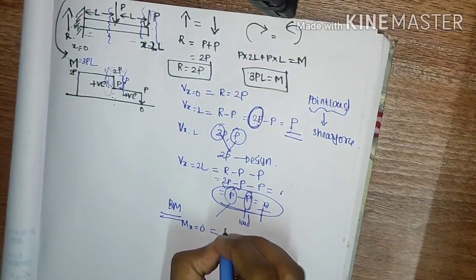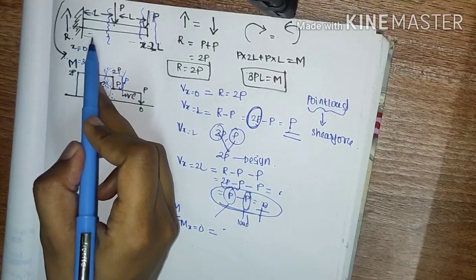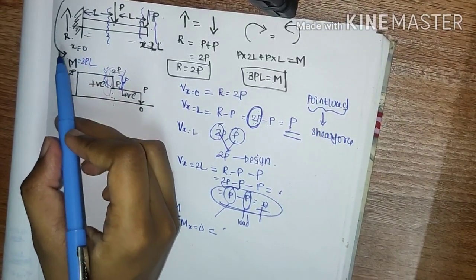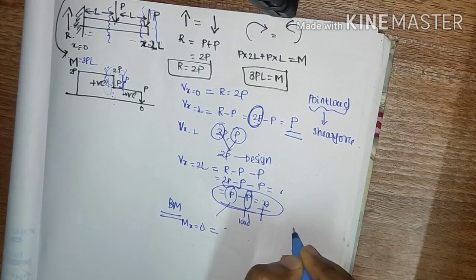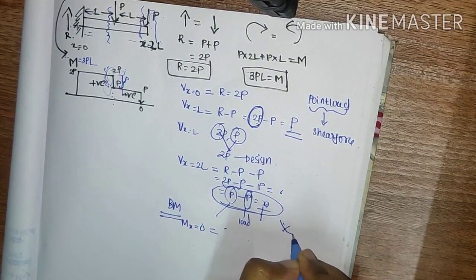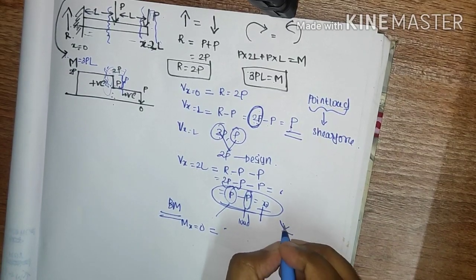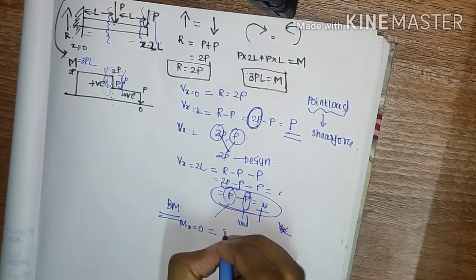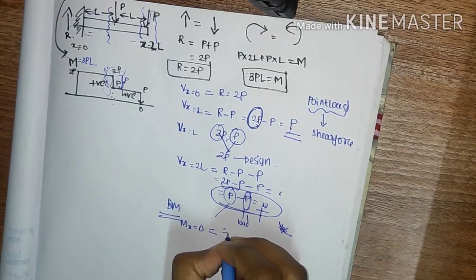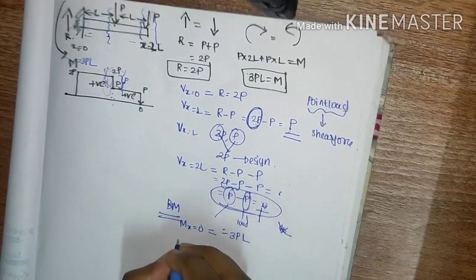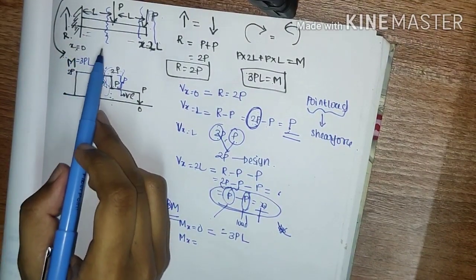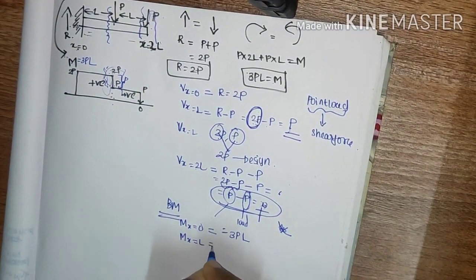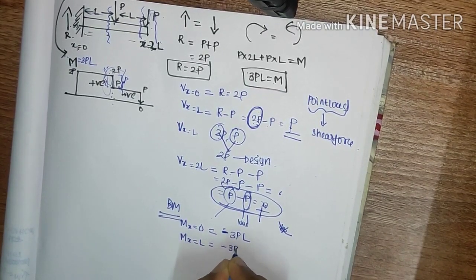Here we are considering from the left hand side, but it will create a hogging moment instead of sagging. If it is hogging moment, it is negative. So minus 3PL. Next, if you look at x equal to L, this minus 3PL will already be there.